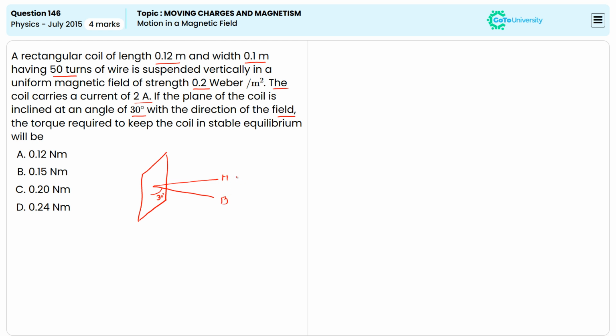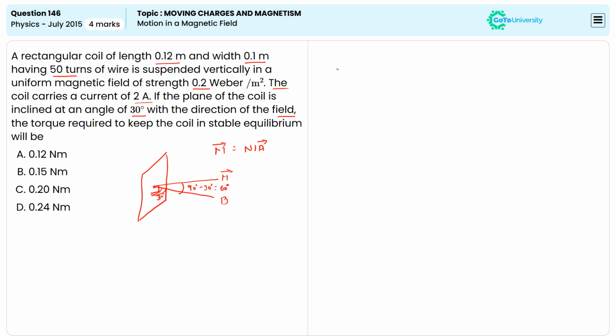And here the area vector is also acting, and the magnetic moment is in the same direction as the area vector. We know that M vector is equal to NIA vector. Then what about this angle? The magnetic moment is always perpendicular to the coil, so this angle is 90 degrees and the field makes 30 degrees with the coil, so 90 minus 30 is equal to 60 degrees.